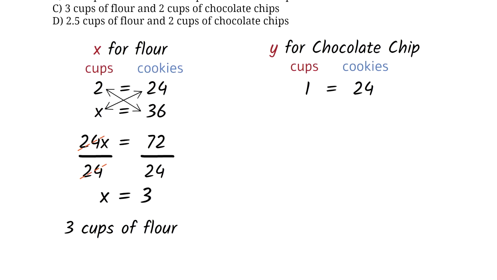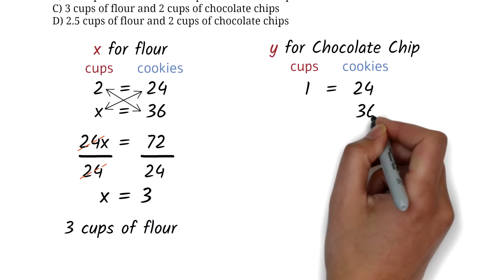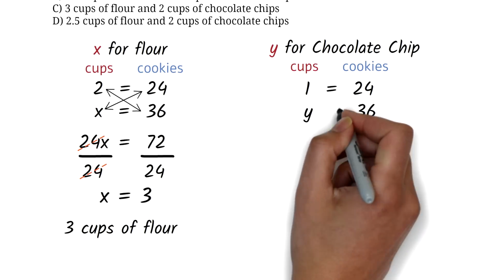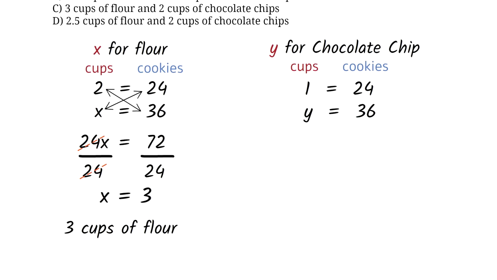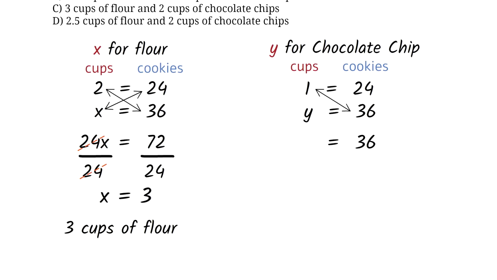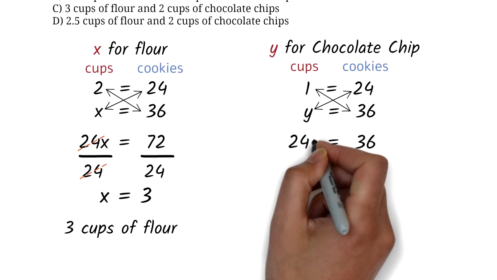Now let's look at the cups of chocolate chips she'll need. The setup is exactly the same. We know she wants to make 36 cookies, so we will put it here, under the cookies. We don't know how many cups of chocolate chips she needs. We will represent it by Y. Again, we will cross multiply. 36 times 1 is 36. Then Y times 24 is 24Y.